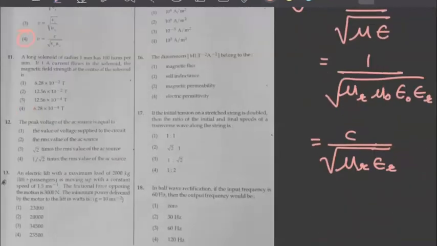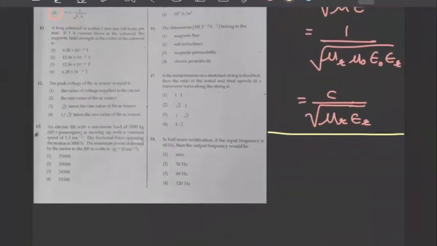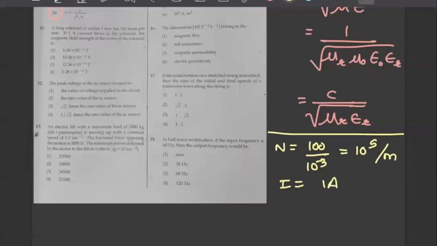Okay. Right. So the next one now, they are saying that a long solenoid of radius 1 millimeter has 100 turns per millimeter. What have they given me? They have given me the number of turns per unit length. It's 100 turns per millimeter, so that's 10 raised to minus 3 meter. So that turns out to be 10 raised to 3 plus 2, 10 to the 5 turns per meter. Right. So it's a solenoid. 1 ampere current is given to us, and we need the magnetic field strength at the center of the solenoid. Obviously, this is a very simple one. It's mu 0 n I.